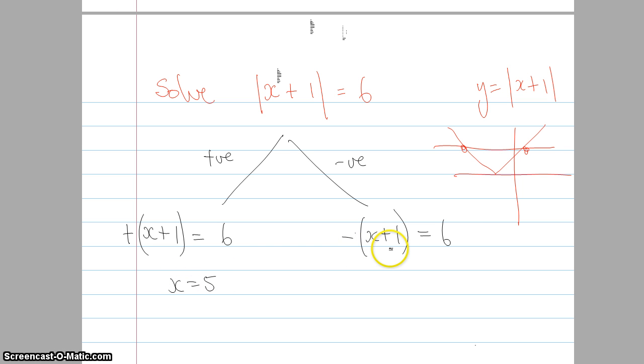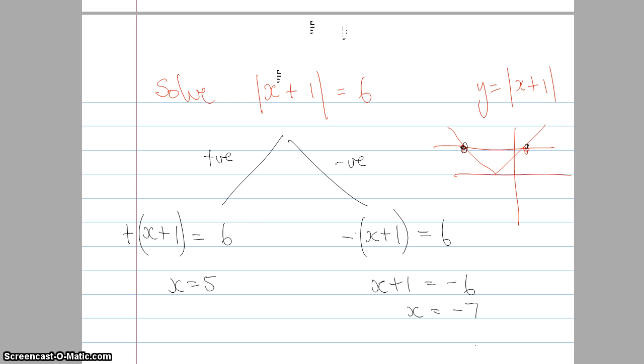This one over here, I'm going to divide both sides by a negative 1 to make it x plus 1 equals negative 6. And then I'm going to minus 1 from both sides, and I end up getting x equals negative 7. So my two solutions would be negative 7 and positive 5. That's when this line, this absolute sign, equals 6. Okay, so we do it in two sections like this, positive bit and a negative bit. And I feel like this will always work for you.